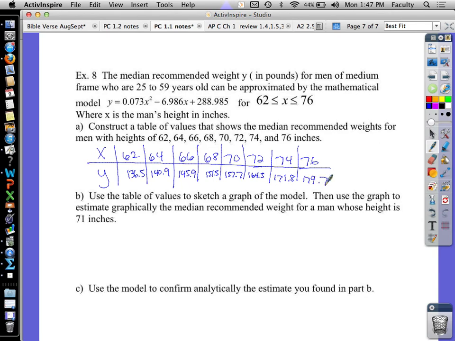Okay, then it says use the table to sketch a graph. And again, I am going to do this rather quickly. I'm going to show a break in the graph, and then we'll just start at 62 and go by twos. I'm also going to do a break in the graph on my Y. I might want to go by tens there. I don't have that much space.